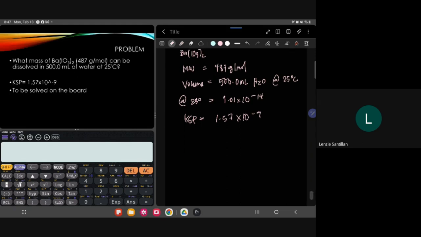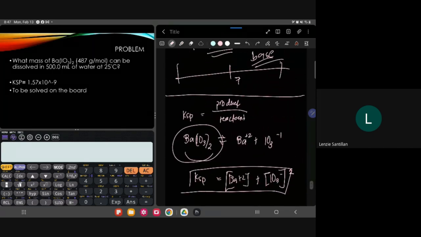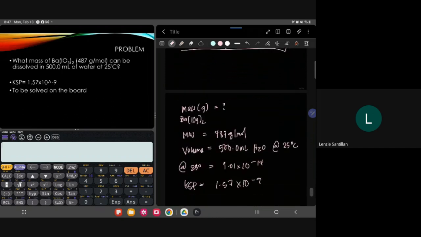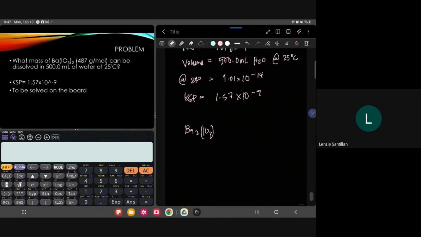The problem is, si barium iodate, being a solubility product constant, does not dissociate fully. Kaya we're not using the reactant. We are just using the product kasi we are after the product, the precipitate. Naintindihan kung bakit ganon yung nangyari. Unlike kay acid and base, we're going to use the reactant at the denominator. But this one and your water does not use the reactant as its denominator.